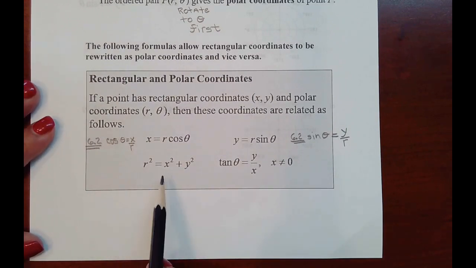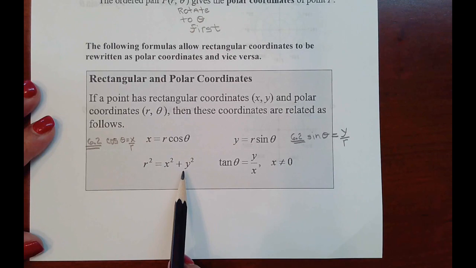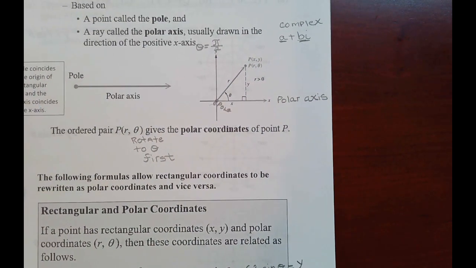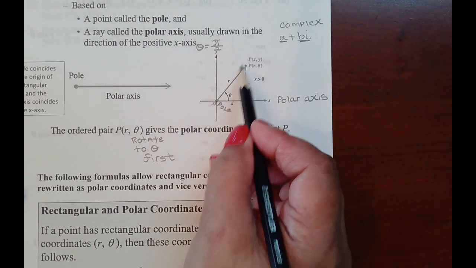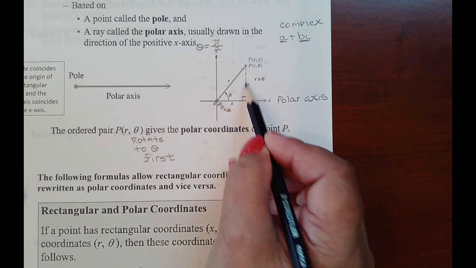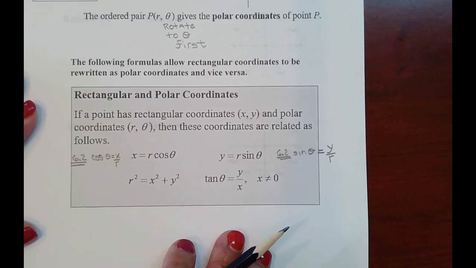This r squared equal to x squared plus y squared, that's nothing more than the Pythagorean theorem. Okay, you have a right triangle here. Hypotenuse squared is equal to leg squared plus leg squared. That's what that is right there.